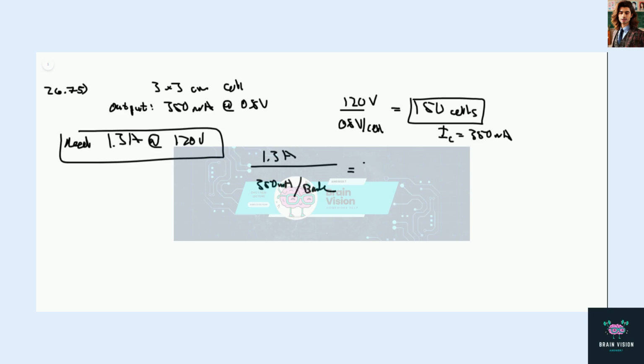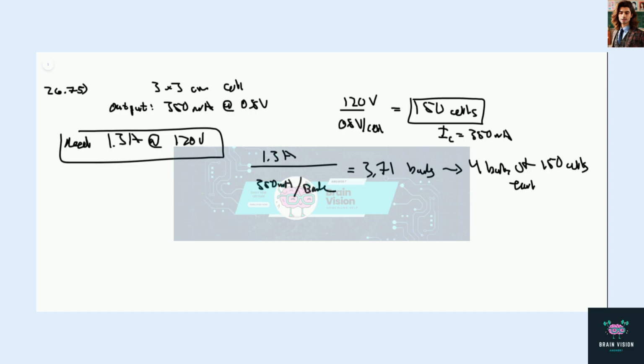it says 3.71 banks. Since we can't really have banks of different amounts, we need each bank to have the same amount of cells in series, because otherwise they would have different voltages from each other. So we have to round up here and use 4 banks of 150 cells each.